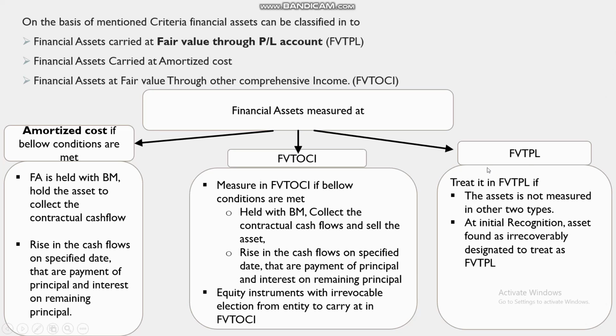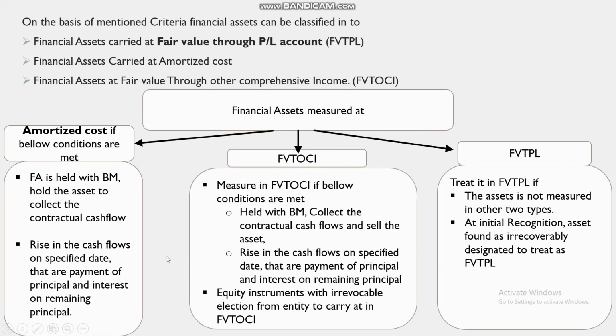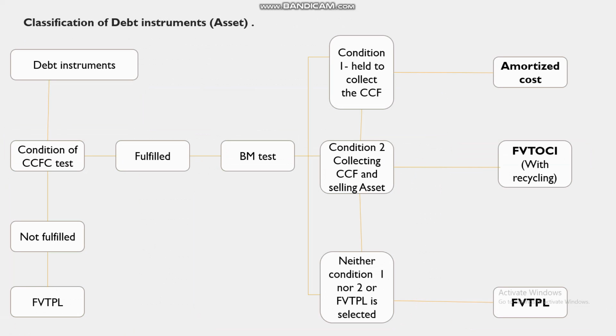Fine. So remember these short forms. Okay, these short forms are given here. Fair value through profit and loss account, fair value through other comprehensive income, and CCFC, contractual cash flow characteristics. Fine. So this is how we are going to treat or measure the financial asset. So here is the classification of the debt instrument. There are three types of instruments in the financial asset: investment in debt securities, investment in equity securities, and investment in derivatives. Fine. So we are going to check how we are going to treat it.